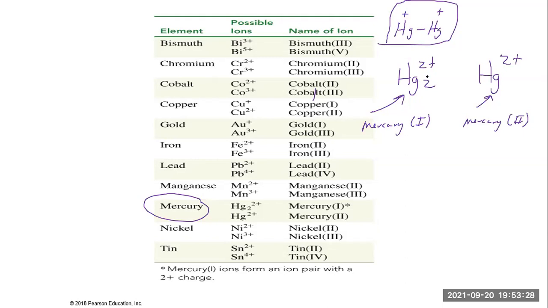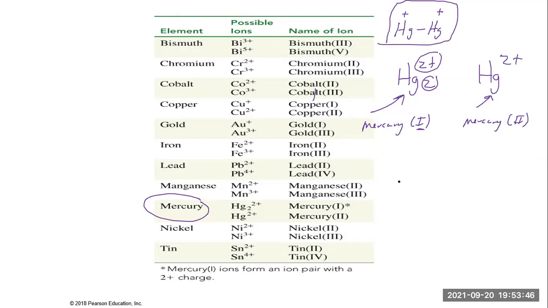That's why there's a 2 on the bottom, and it's +2 overall, even though it's made up of 2 individual 1 guys. So oddly, Mercury's the only weird one like that. The guy with all the 2s is Mercury 1. The one with just the 1 2 on top is Mercury 2.